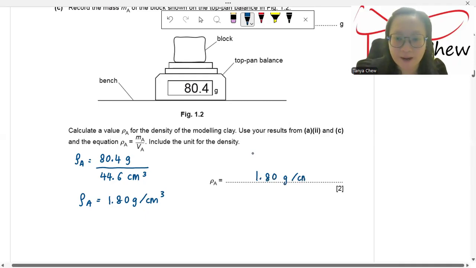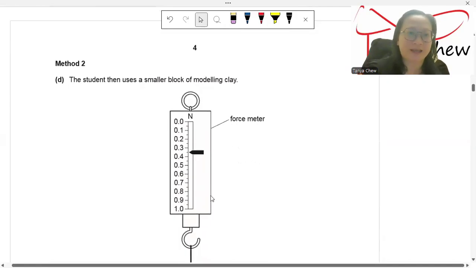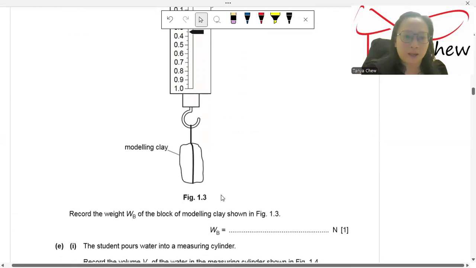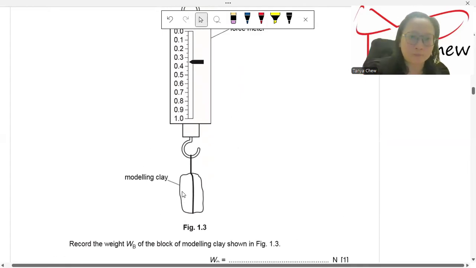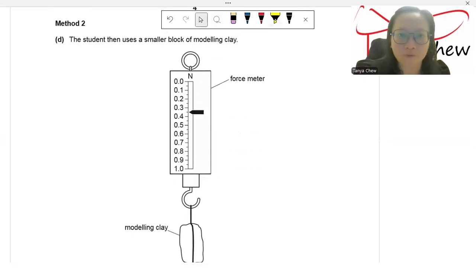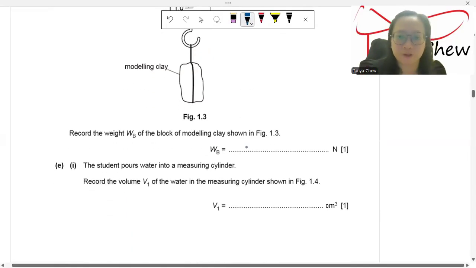1.80 gram per cm cube is the answer. Now, method 2D, the student then uses a small block of modeling clay. It's a block. Record the weight WB of the block of the modeling clay shown in Fig 1.3. WB, you just read it off from the force meter, which is here. Now, this is 0.35 Newton is the answer, 0.35.